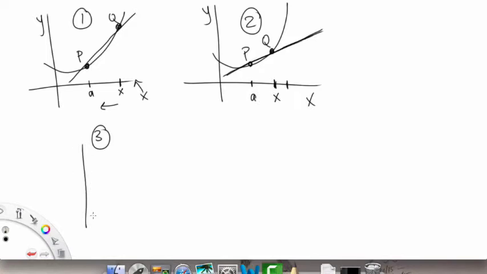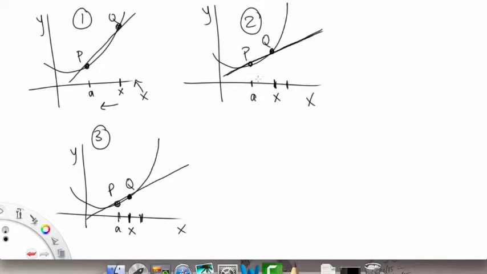Number 3, the third picture is going to look like x and y. And we have our curve here. Here's point P. Okay, there's a. And now instead of here, I'm going to move my x even closer. So here's x, all right? So there's our new point Q. Now let's keep drawing the secant line, okay? So that looks a little bit, it's kind of the same, right, as number 2.